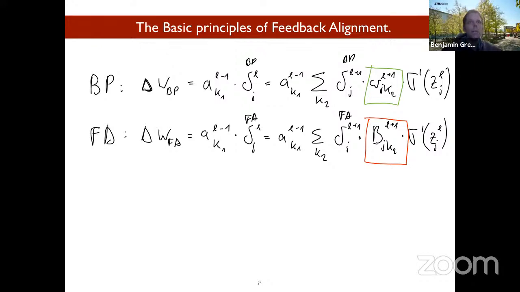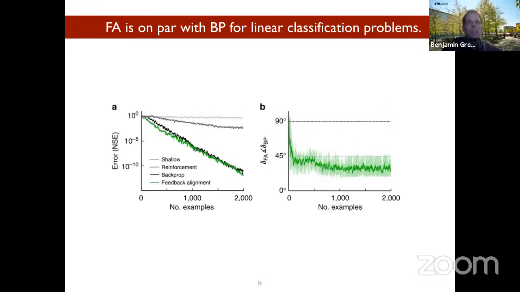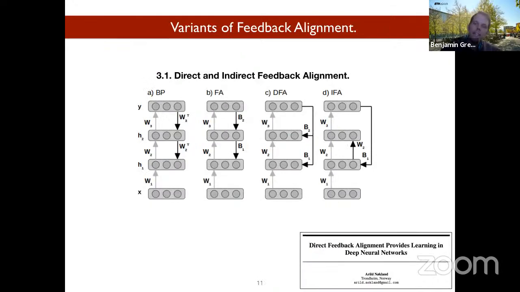Okay, so I'll just jump a couple of slides. This feedback alignment led to several other approaches. There's feedback alignment, which you see in B, there's direct feedback alignment, where you send the error from the top directly into the different layers, or indirect feedback alignment, where you send it to a hidden layer and then it actually goes forward.